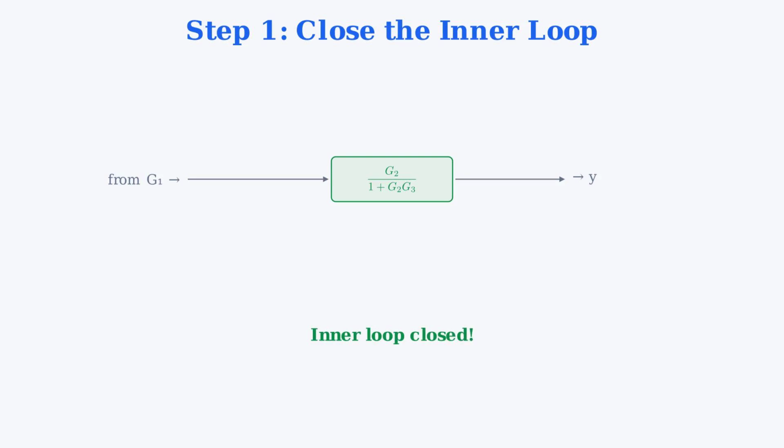Now the diagram is simpler. U enters a summing junction with negative unity feedback, then goes through G1, then through the inner closed loop block G2 over 1 plus G2 G3, and the output is Y.